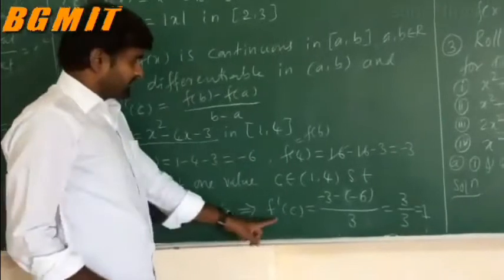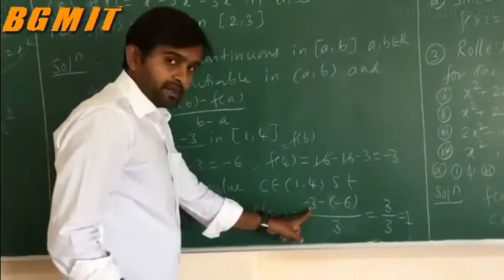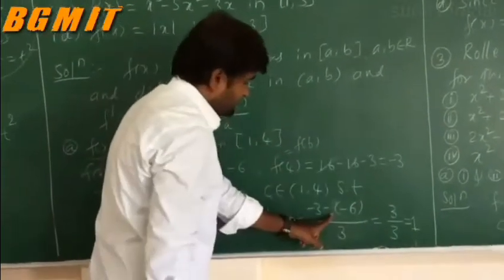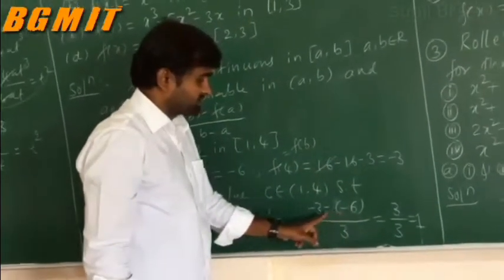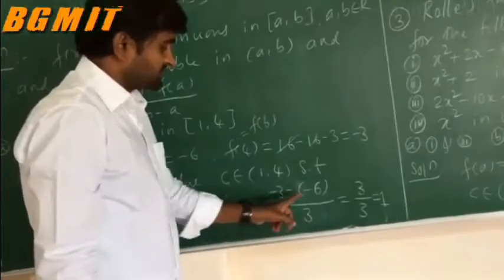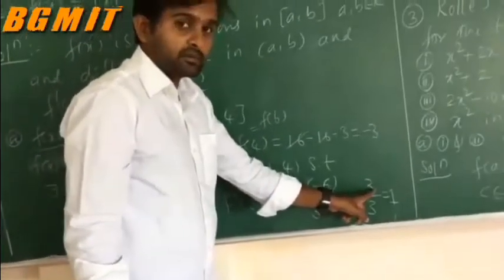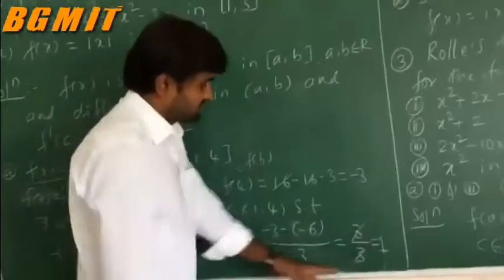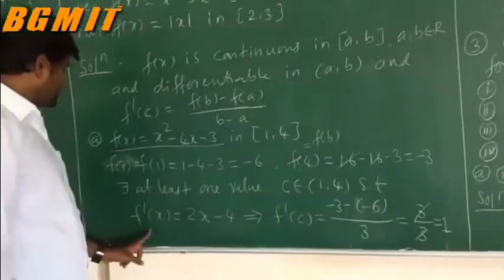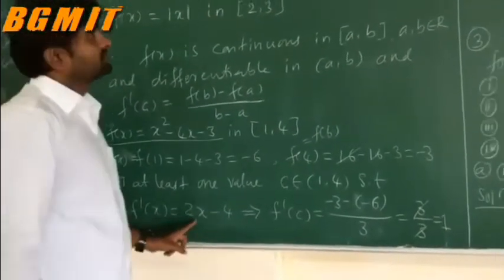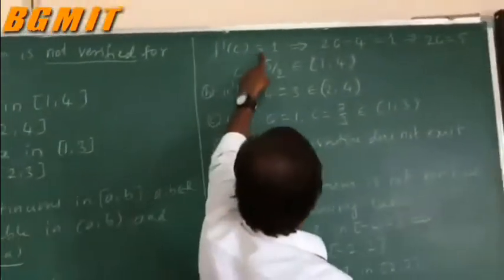Now f dash of c equals f of b minus f of a over b minus a. f of a is minus 6, so minus 3 plus 6 is 3, and b minus a is 3. So f dash of c is 1. We don't know f dash of x, so put x as c, then f dash of c equals 1.